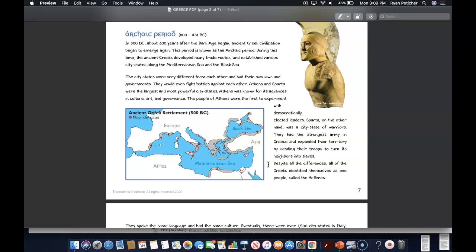Athens and Sparta were the largest and most powerful city-states, and Athens was known for its advances in culture, art, and governance. The people of Athens were the first to experiment with democratically elected leaders. Sparta, on the other hand, was a city-state of warriors. They had the strongest army in Greece and expanded their territory by sending their troops to turn its neighbors into slaves.